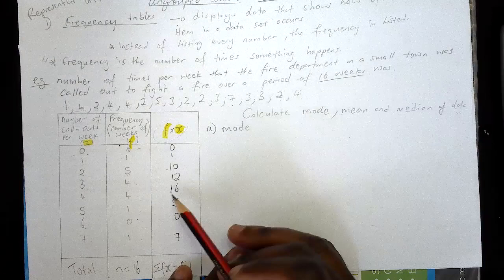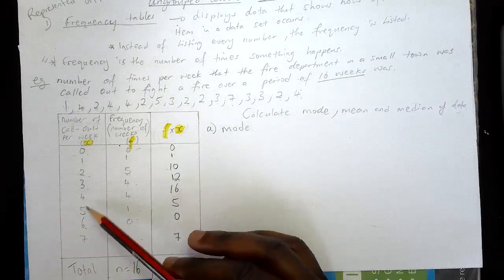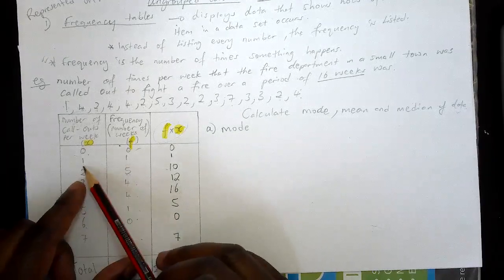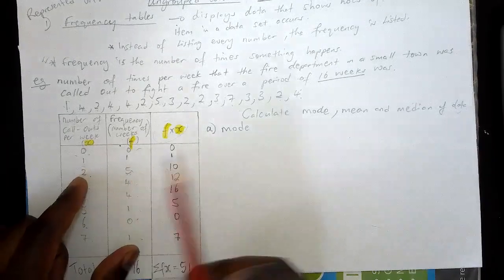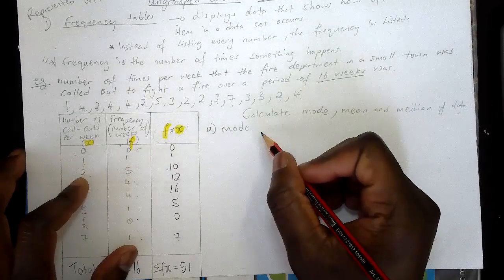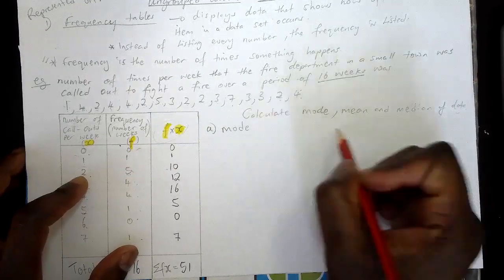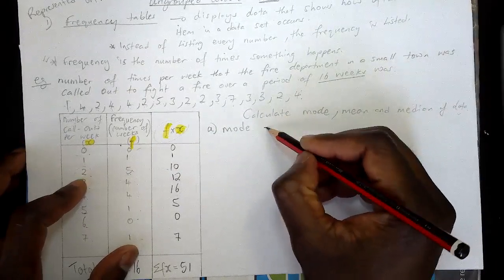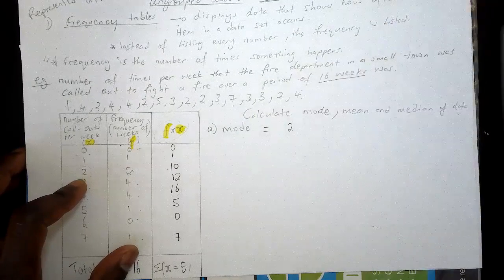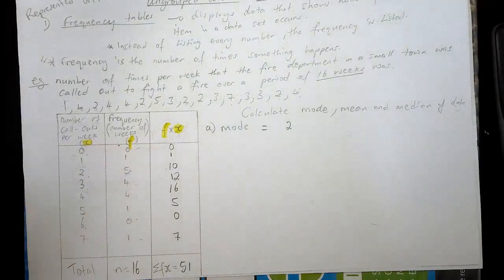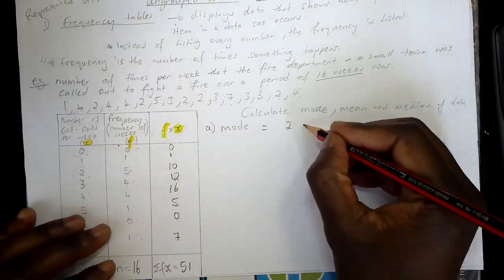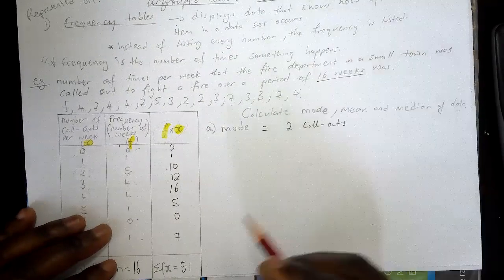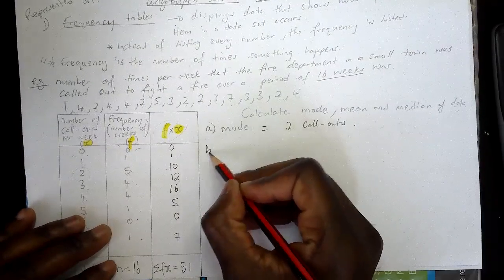Now mode, what was called most? What was called 4 times? So it was called 2 times a week in 5 weeks. So that's our mode. Our mode of the data will actually be 2. Okay, our mode will be 2. So it's 2 call outs. Okay, let's move on to our mean.